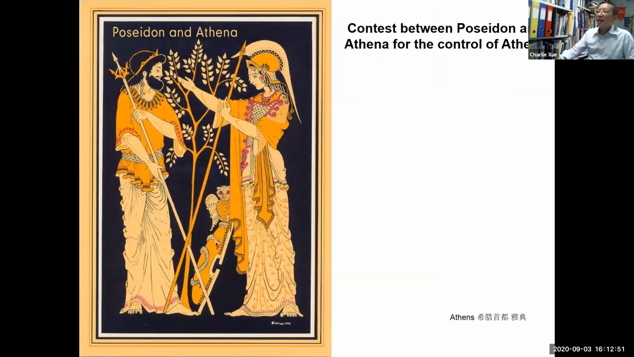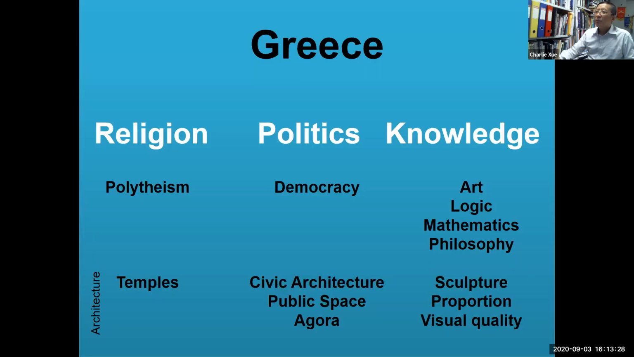So this is a painting. Athena and Poseidon are fighting. Of course, Athena is a female, a woman, and Poseidon is a man. It is a contest between these two places. Athens is a city, and Poseidon is also another city in Greece. They fight. So today's Greek capital is Athens. So we can see the characteristics of Greece and the religion.